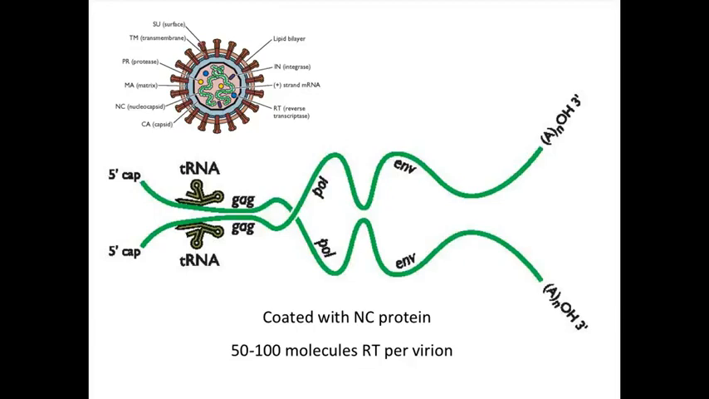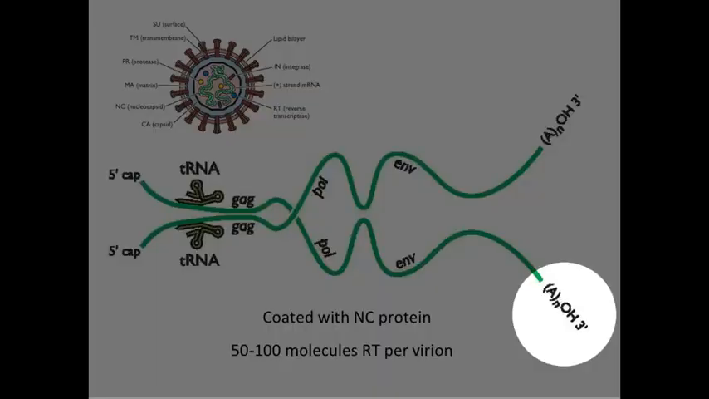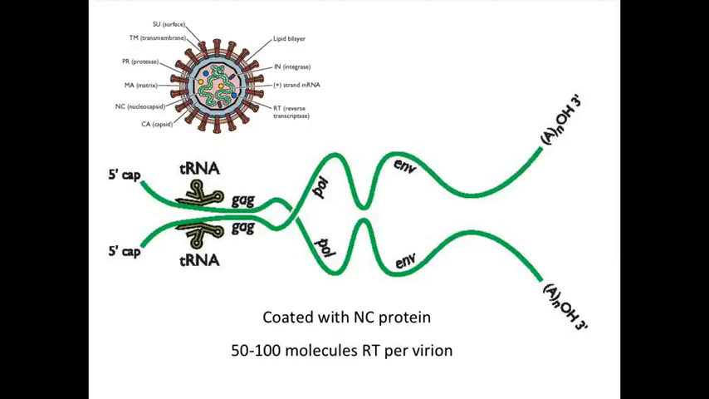This is what the genome looks like. Here's the 5' end. It's capped. The 3' end is polyadenylated. And it's interesting that this is coated with nucleocapsid protein because most of the plus-strand RNA viruses come in naked, remember? They don't have to be coated with anything because they can be translated as soon as they come in the cell. But this is an example of a plus-strand RNA genome that's not a message because this is not translated when it comes in the cell. This is going to be reverse transcribed. So it's coated with protein in order to facilitate that step.